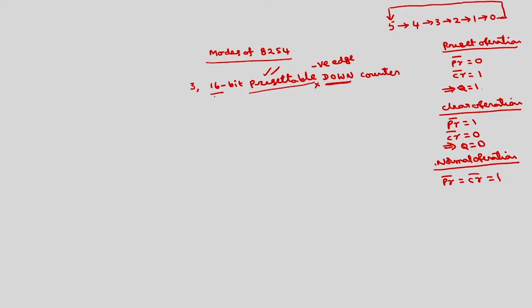Then these are 16-bit counters. We have 3 such counters: counter 0, counter 1, counter 2. The counting will take place at the negative edge of the clock. Negative edge means a transition from 1 to 0.